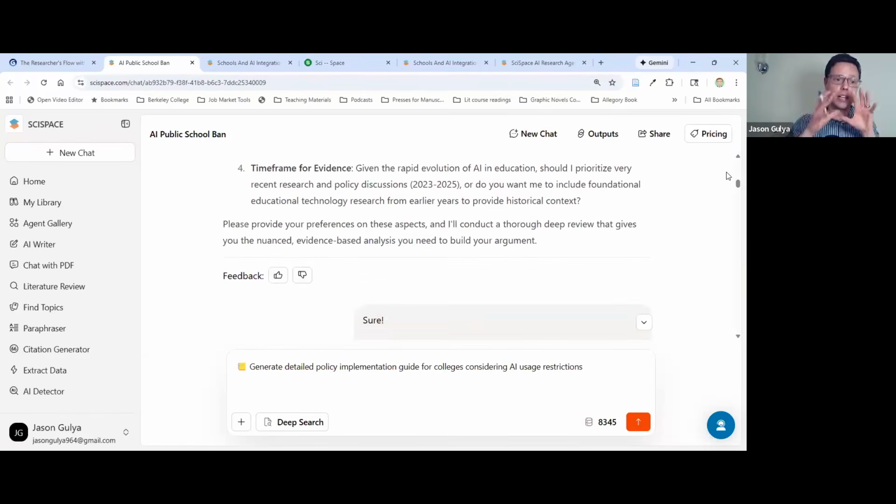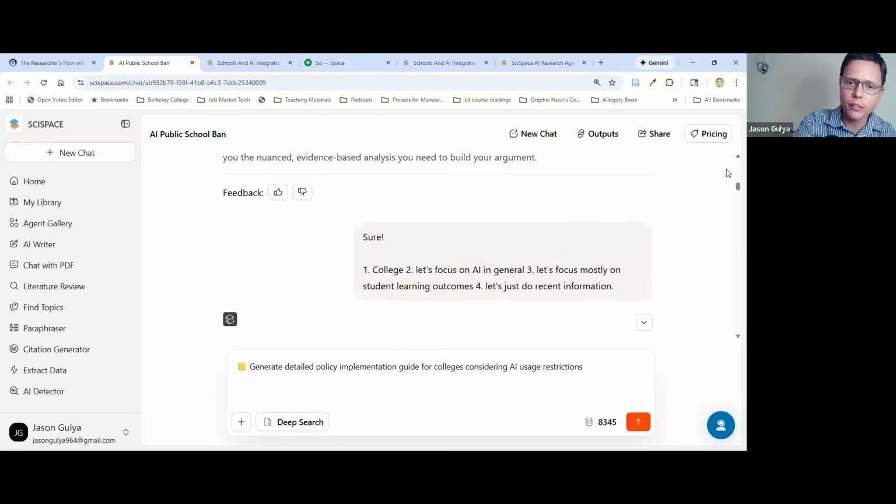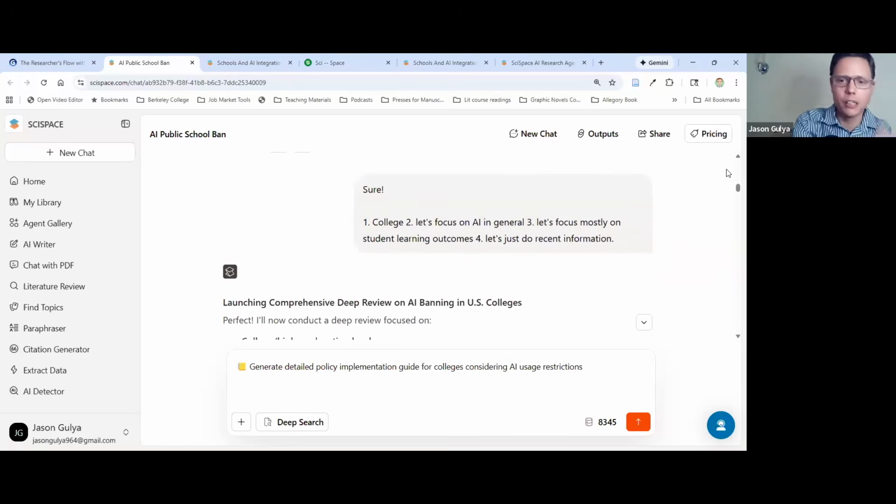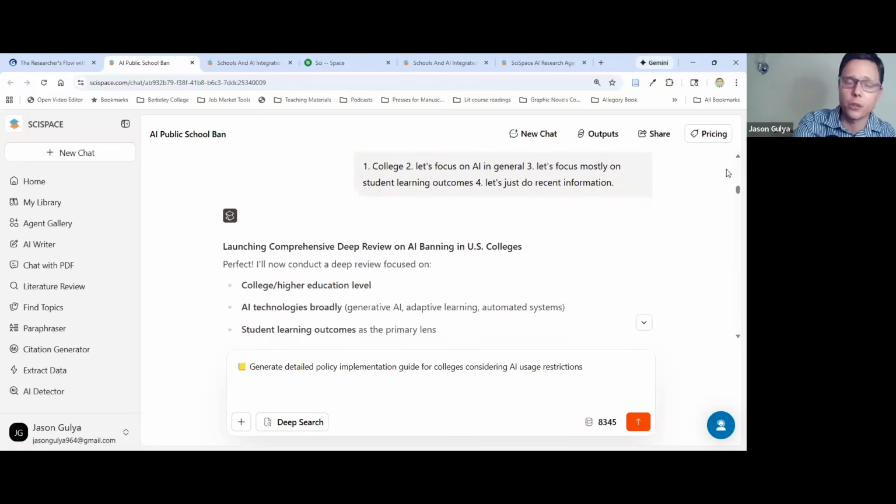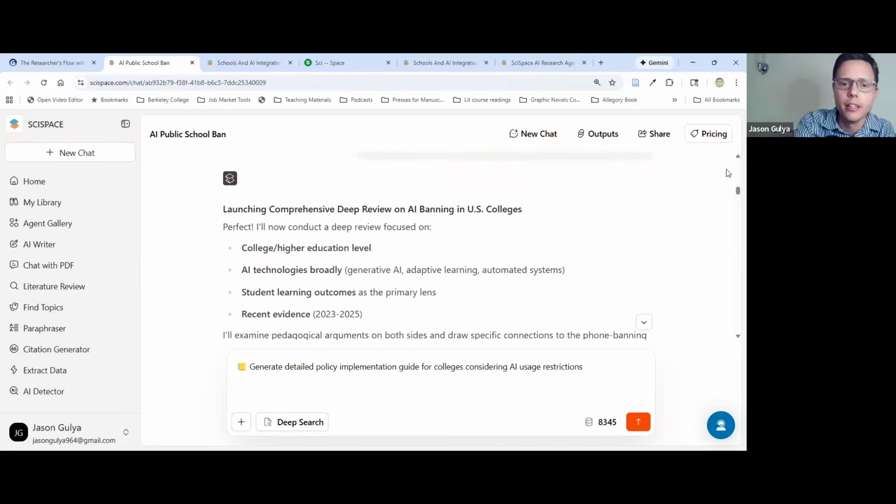And there too, it allows me to say, I want 2022 to 2025, right? It gives me those parameters. So in many ways, the better your first prompt, the better the clarifying questions will be, and then the better the output is going to be. So I let it know, college, let's focus on it in general. I didn't want to just focus on generative AI. I want the big picture.